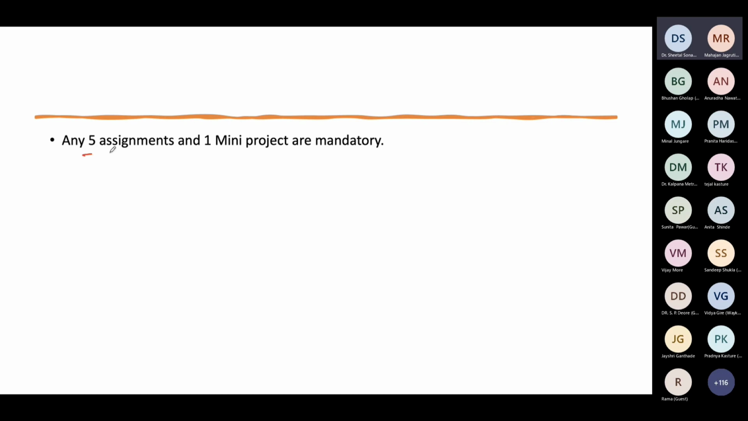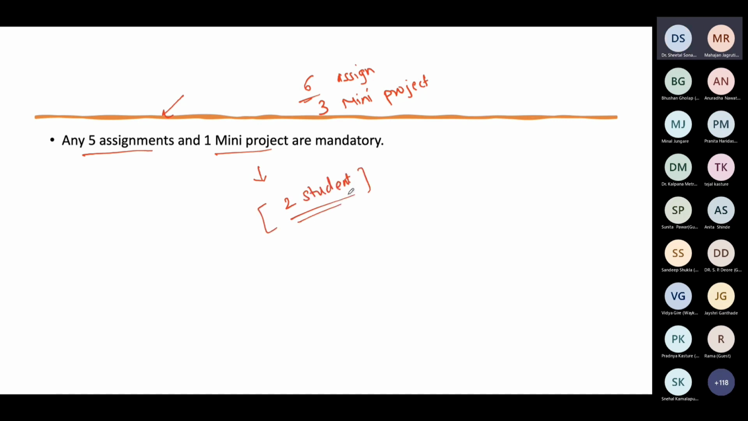In the syllabus there are 6 assignments given and 3 mini projects which are recommended to implement. Out of these 6 assignments, students are supposed to complete any 5 assignments, and 1 mini project. When implementing the mini project, there should be 2 students in a group. Only 2 students, not more than 2 students, are expected to do this mini project. This is very important.